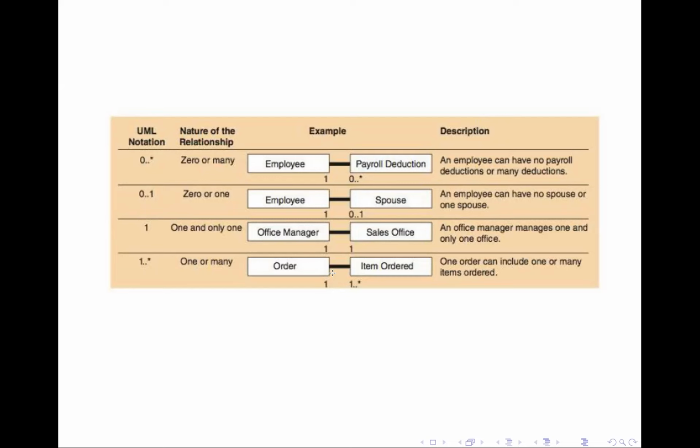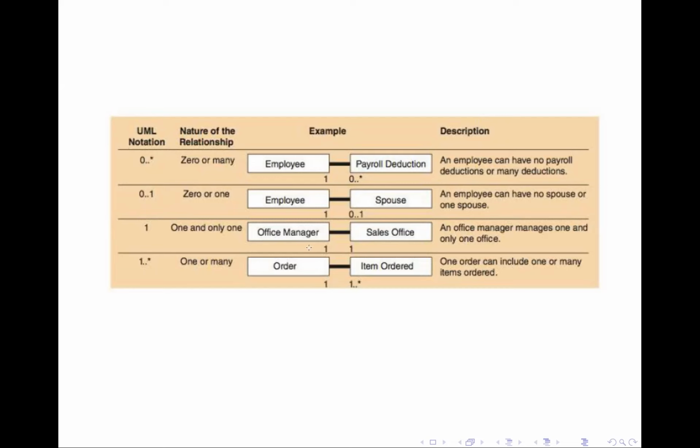For example, in the first one, we have employee and payroll deductions. Sometimes you have deductions, but it's not compulsory. That's why we have 0 or many. Similarly, you can have 0 and 1. For example, if you have an employee and a spouse, some employees may not have spouses, right? Maximum you can have one spouse. So that's why here the representation is 0 and 1.